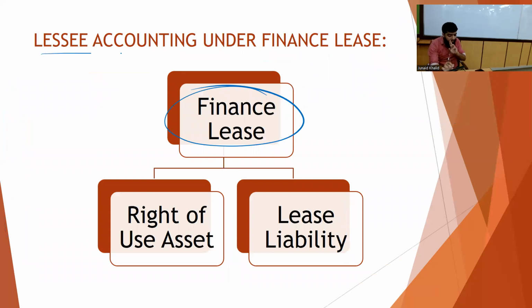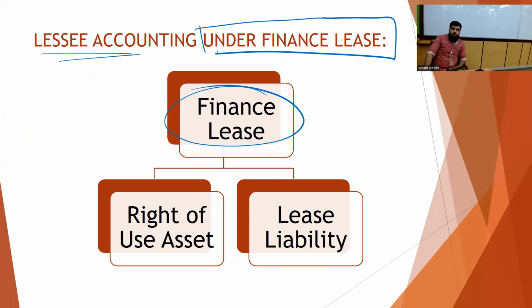Now we are doing what? The lessee accounting. We discussed earlier that IFRS 16 gives you the accounting treatment of both the lessor and the lessee, but for the F7 Financial Reporting paper, the FR paper, we are more concerned with lessee accounting. So, lessee accounting under the finance lease. We will discuss the accounting treatment of the operating lease later on, inshallah, in the session.